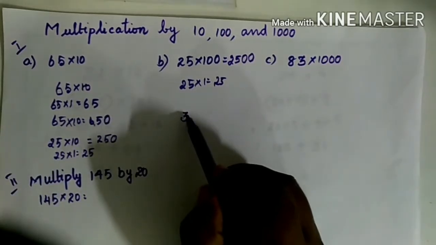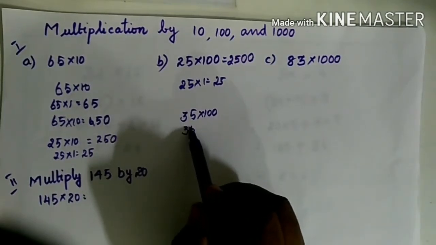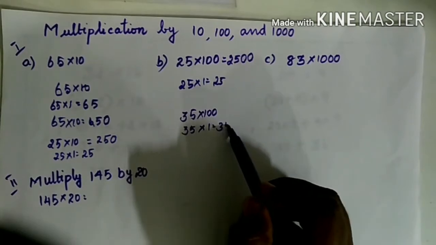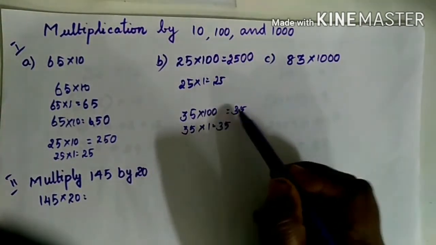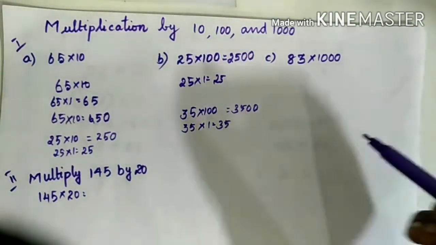Okay. So 35 into 100. Okay. First what you have to do? 35. Ignore 2 zeros. 35 into 1 is equal to 35. Then what you have to do? Write 35 and add 2 zeros behind it. That's all. Now I am going to go next.